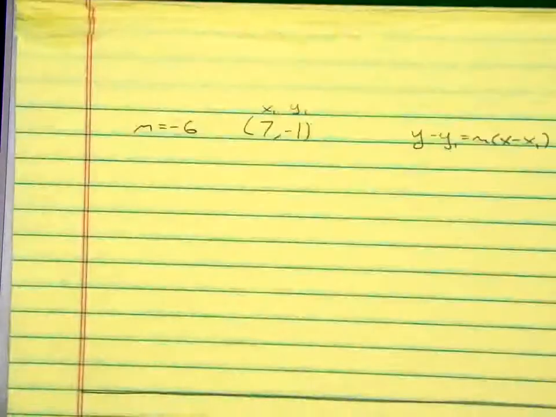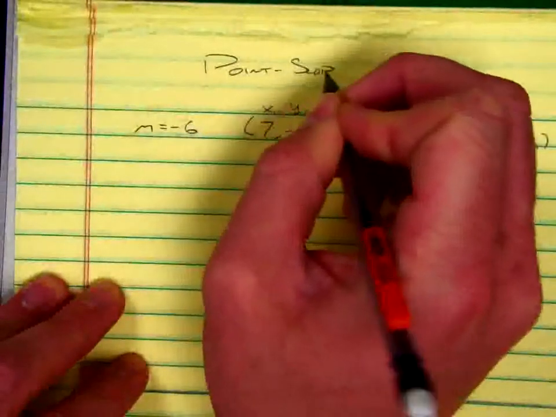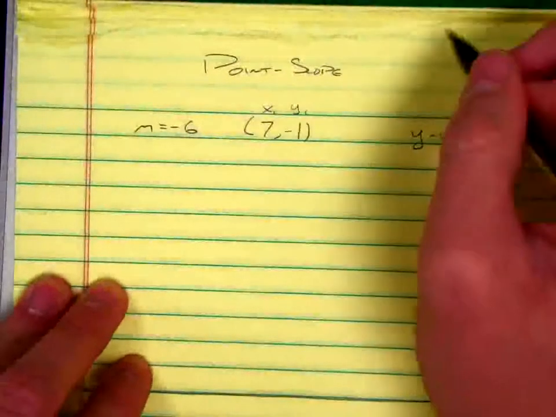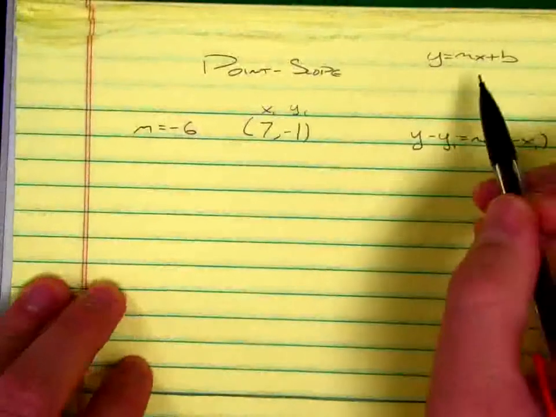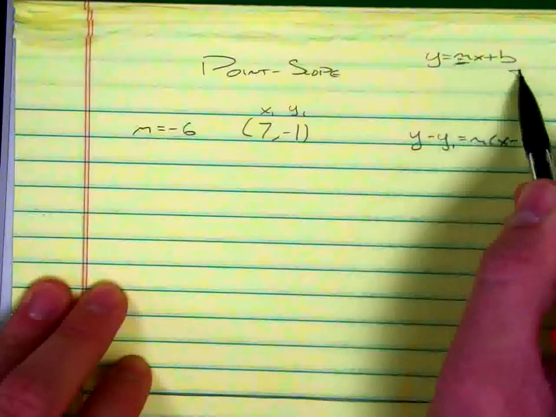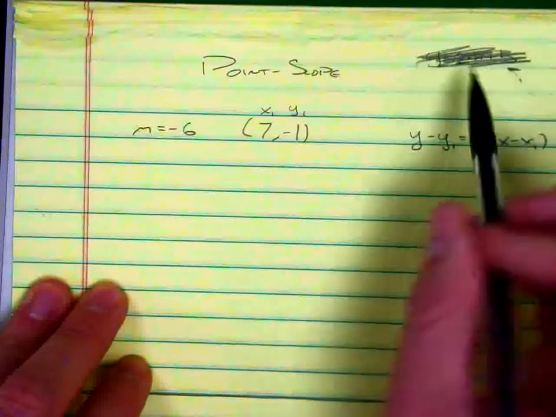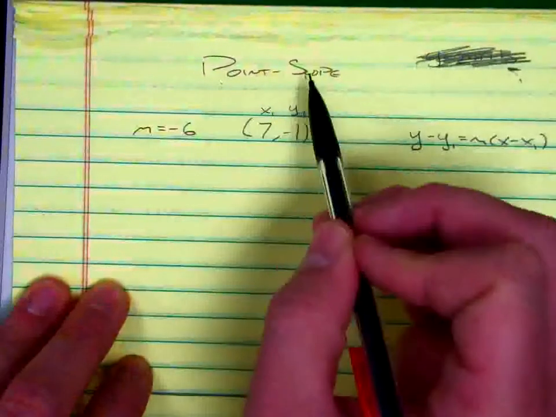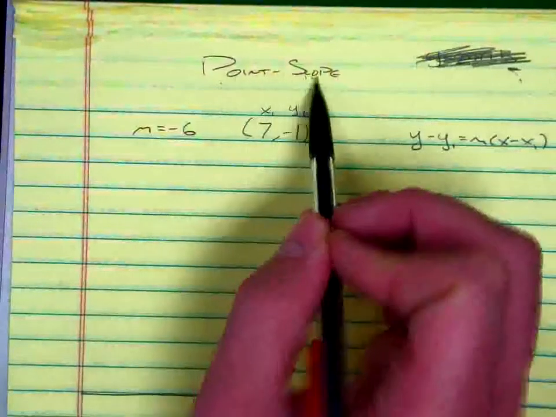Here's a short video on writing equations in what we call point-slope form. What we've dealt with so far is a lot of slope-intercept form, which was y equals mx plus b, where I need to know two pieces of information: the slope and the intercept, and that's why it was called slope-intercept form. Now we're going to do a little bit with point-slope form. What you need to write an equation in point-slope form is a point and the slope of the line.